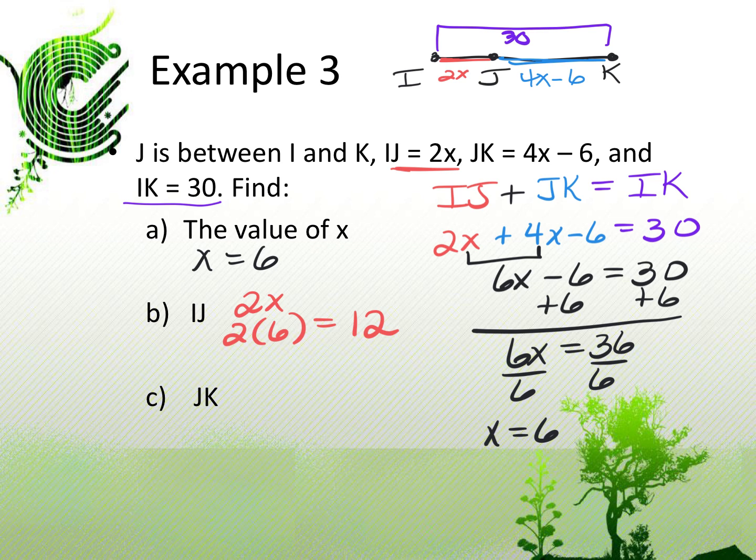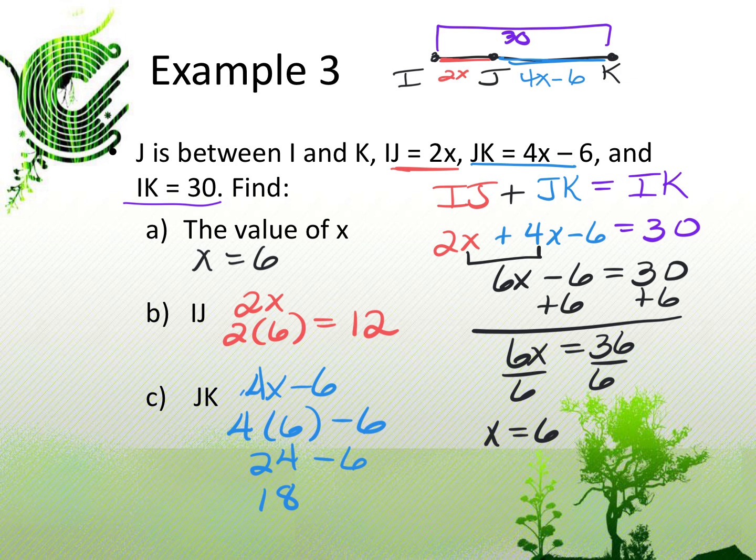For JK, exactly the same thing. They told me JK from the beginning was 4x minus 6. I'm going to replace x with the 6 that I found when I solve the equation, I'm going to multiply 4 times 6 and then subtract the 6. So the length of JK is 18.